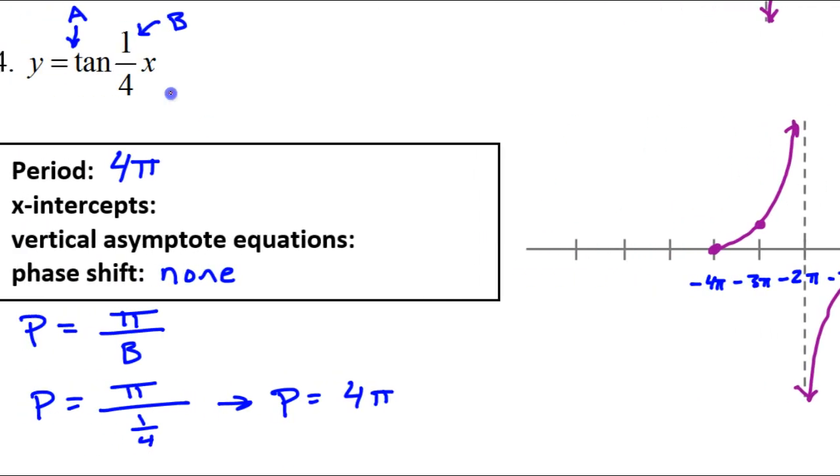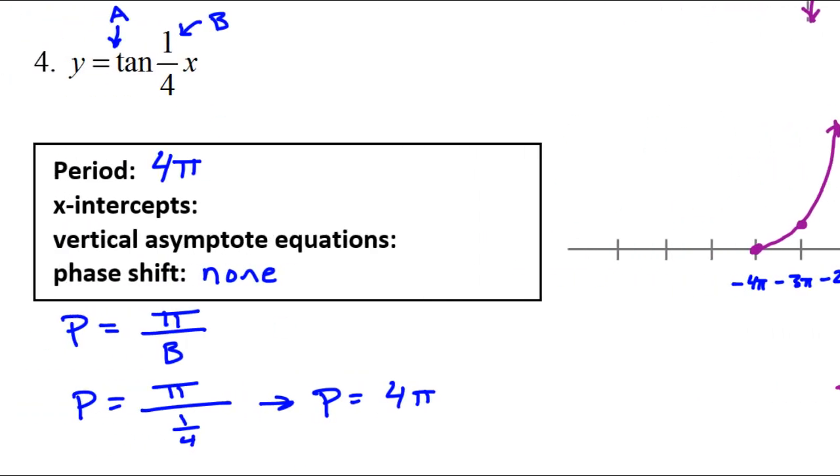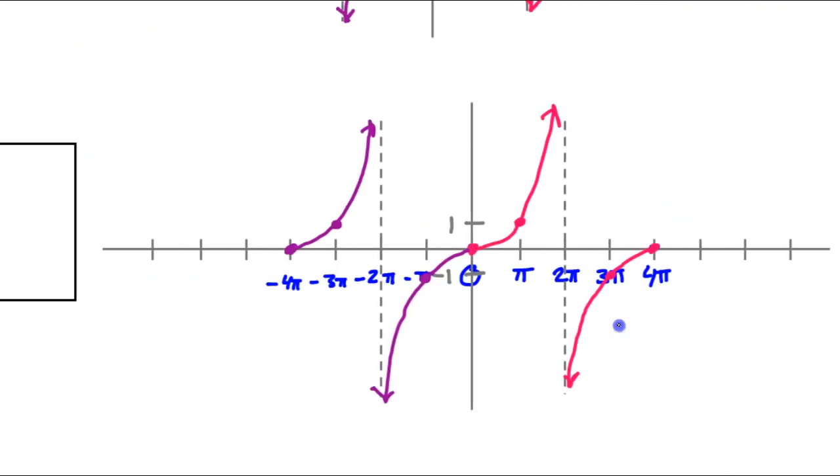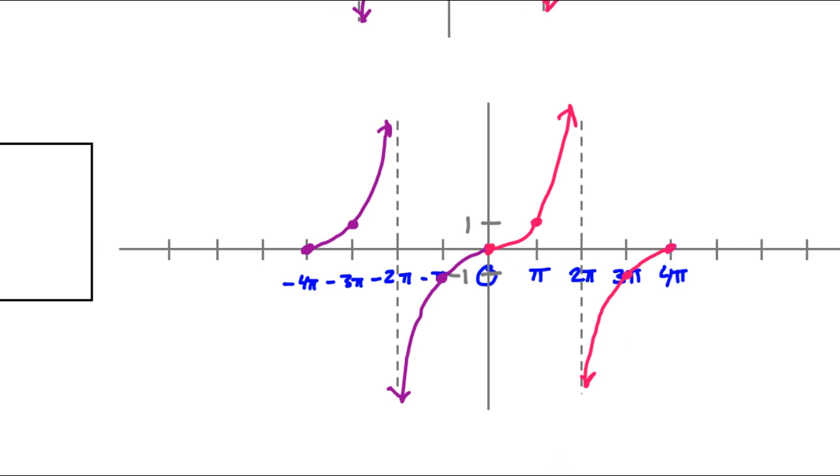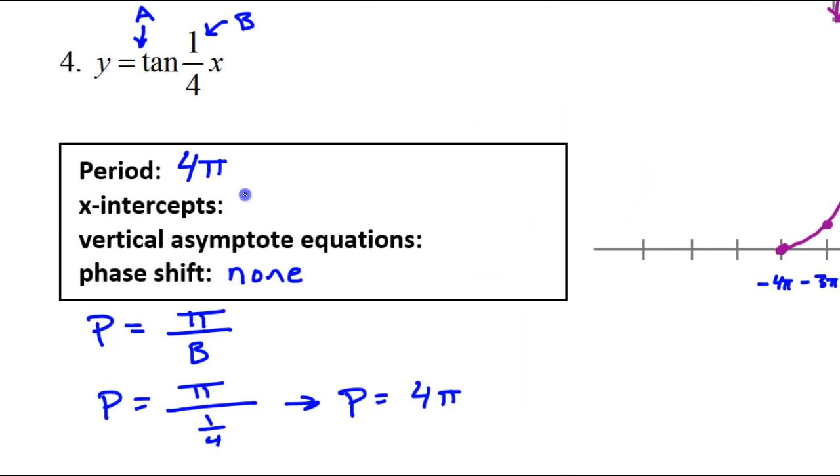Alright, now how about those x-intercepts? Let's talk about those. The x-intercepts are only occurring once every period, at the beginning, at the end, once per period. So I'm just going to pick my first x-intercept over here at the right, which is at 4 pi. Okay, so we have an x-intercept at 4 pi.